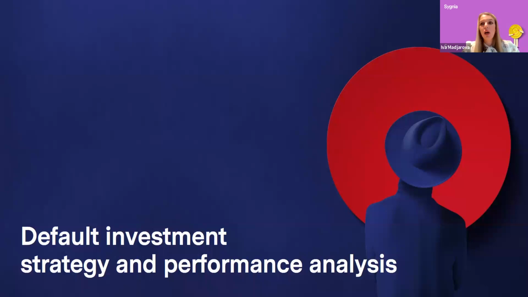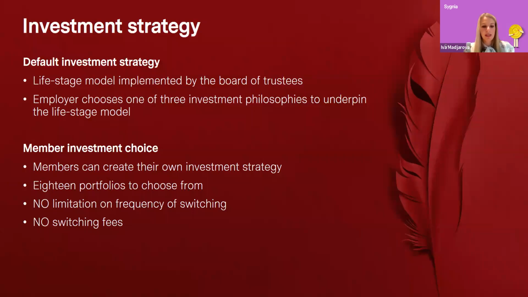Now I will move on to show you the performance of the portfolios as at the end of February. But before that, I just want to start off by going through again what the default investment strategy of the Sygnia Umbrella Retirement Fund is. This default strategy is a life stage model implemented by the Board of Trustees. And each participant in the umbrella fund, each employer, then gets to choose between one of three different life stage models.